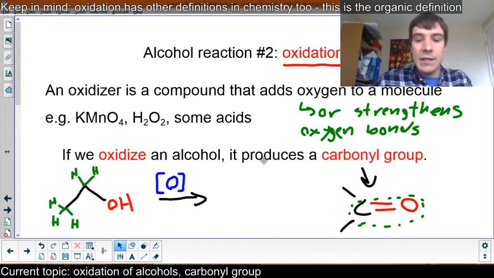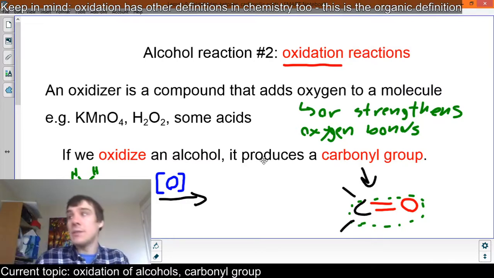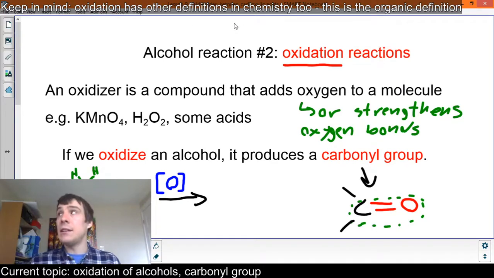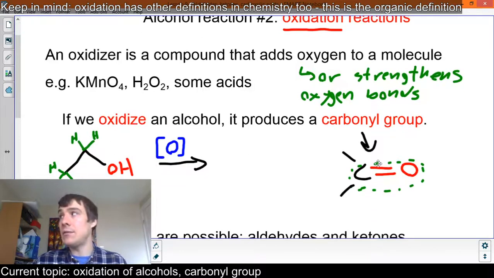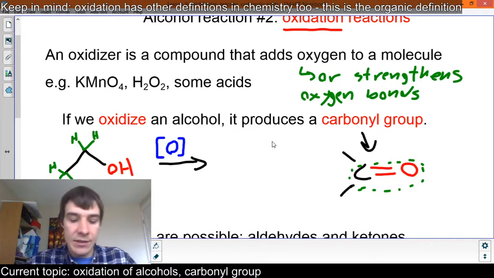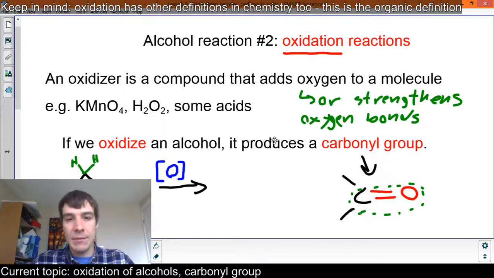First things first, we're getting into these reactions called oxidation reactions. One thing to keep in mind is that oxidation has other definitions in chemistry as well. This is the organic chemistry definition of oxidation, which transforms, say, an alcohol into a carbonyl group, and does some other things as well. But there are other oxidation reactions that we can talk about as well. In fact, we have a unit about that, Unit 5, Electrochemistry.